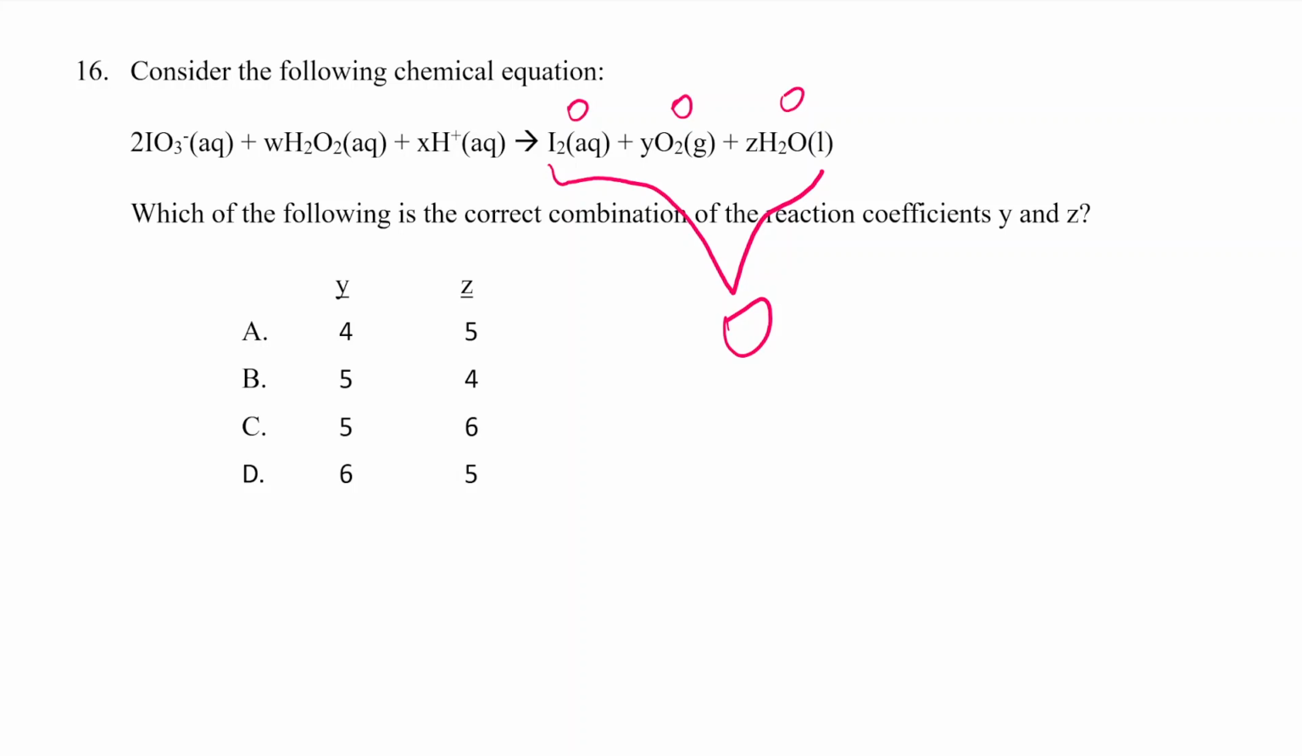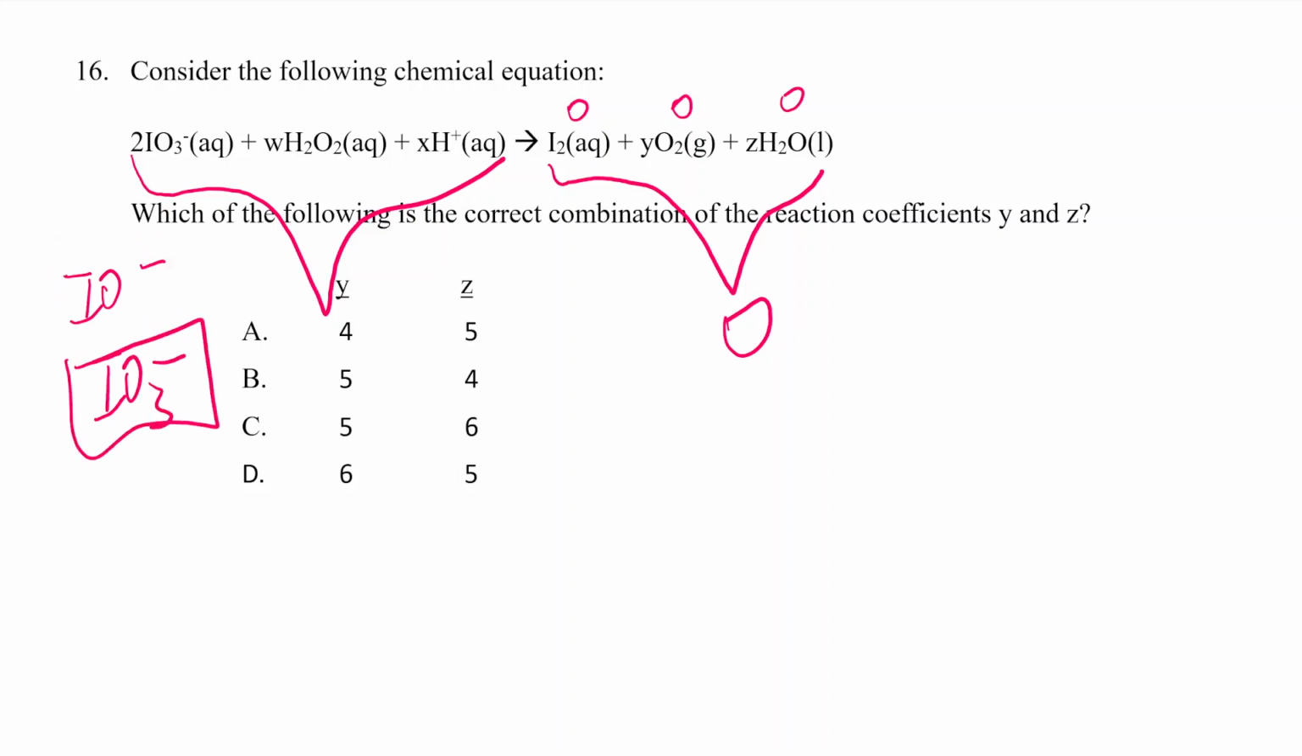How about on the left? Look at the left here. Here, I have 2IO3 minus. What's the overall charge? No, it's not just negative. Remember, there are 2 of them. Actually, what does this 2IO3 mean? That means there are 2 IO3 minus there. That's what it means. So here, obviously, you can see there are 2 charges. So I'm going to write here, it's 2 negative.